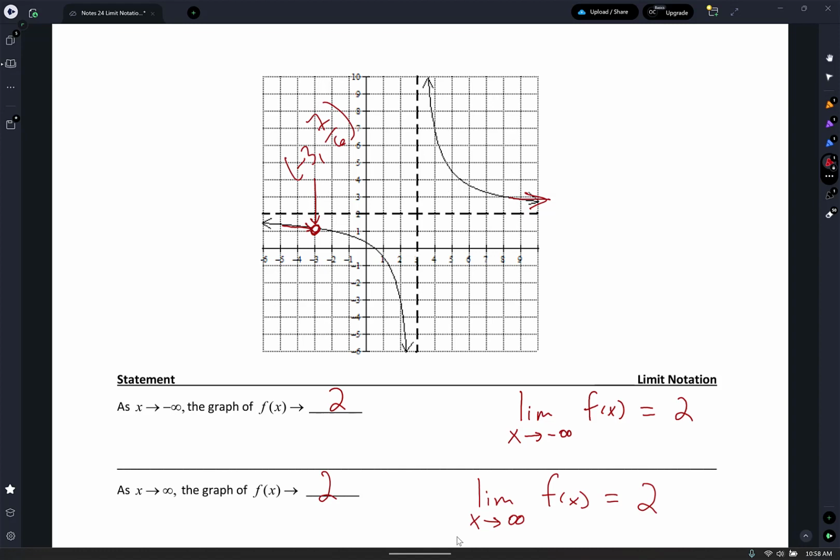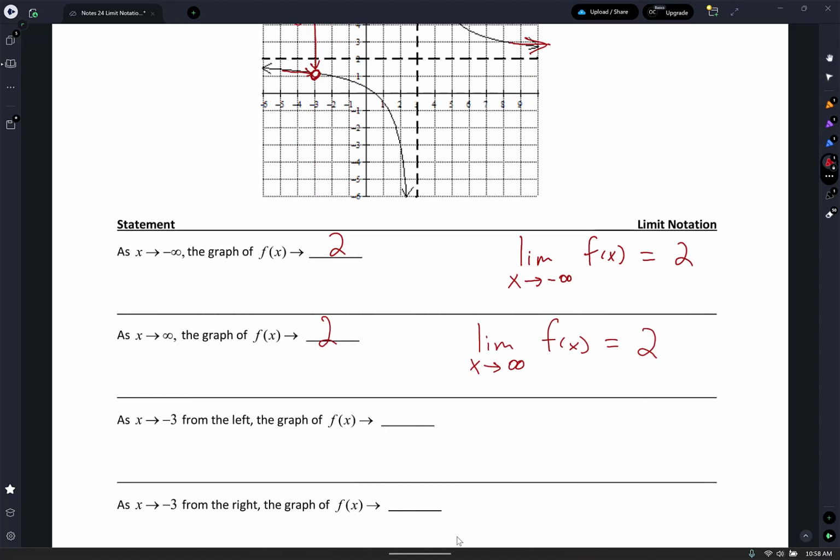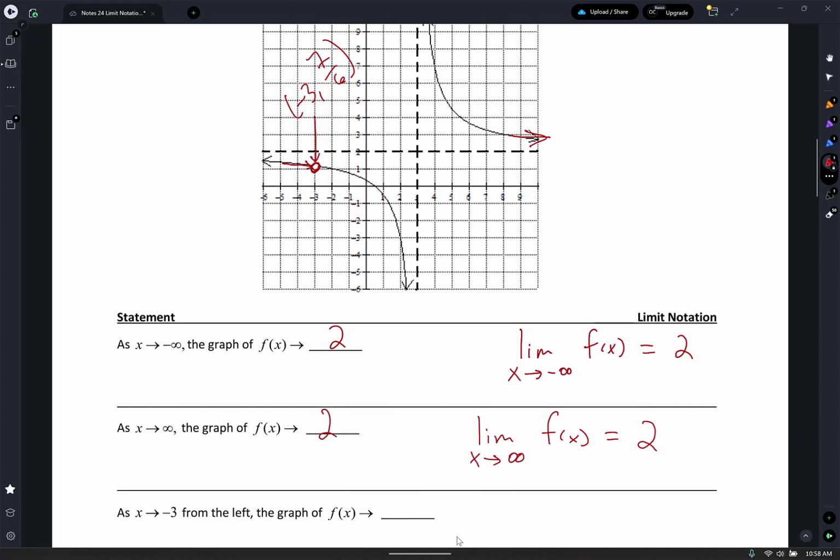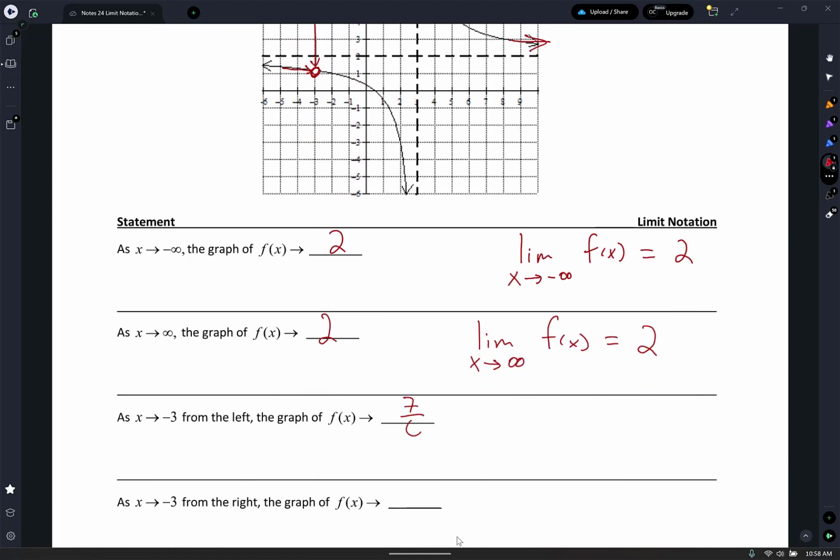That hole is at negative 3, 7/6. If I approach from the left, that y value is approaching 7/6. So how do I write it? Like this. Limit as x approaches... Okay, what am I approaching, guys? But from what direction? From the left. So I put negative 3 and I put a minus sign on the upper right-hand side. That means from the left, of f of x equals, and what does it equal? 7/6.